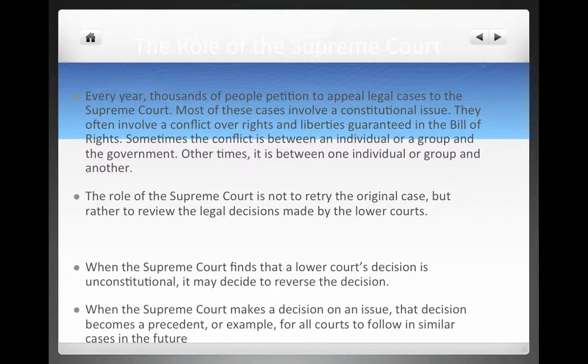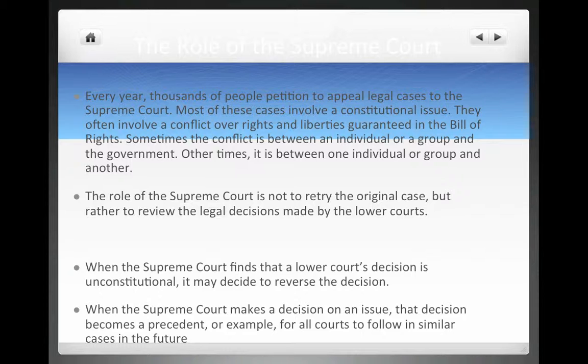Okay, so the role of the Supreme Court. Every year, thousands of people petition the appeal of legal cases to the Supreme Court. Most of these cases involve a constitutional issue. They often involve a conflict over rights and liberties that are guaranteed to us in the Bill of Rights.